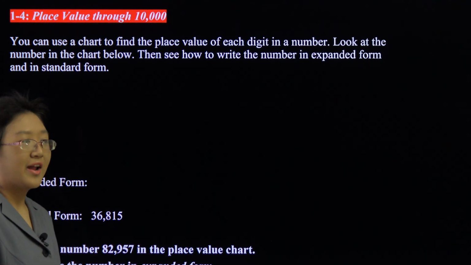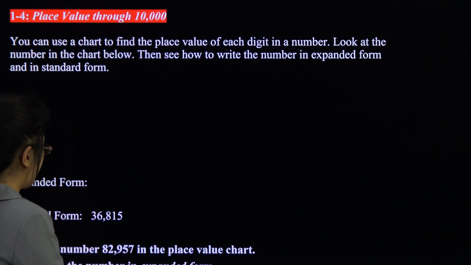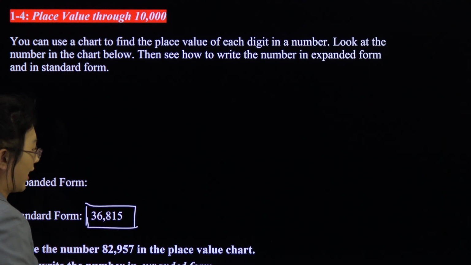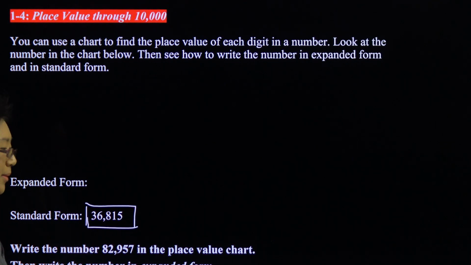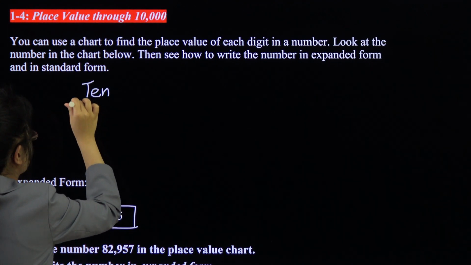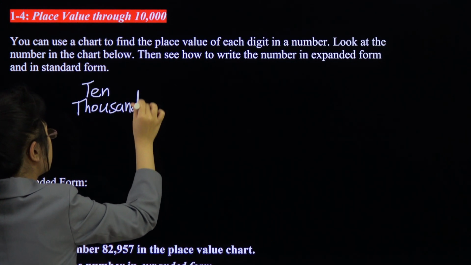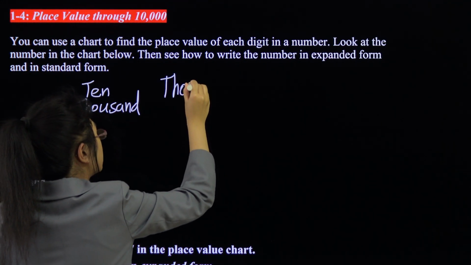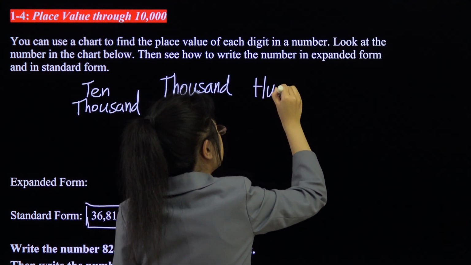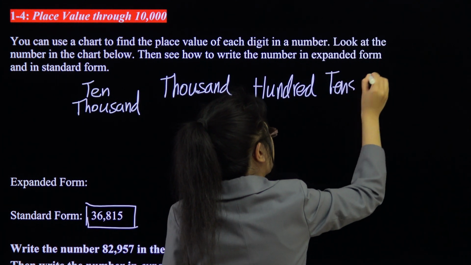You can use a chart to find the place value of each digit in a number. So, the number that we're given over here, we have the standard form, which is 36,815. Now I'm going to show you what the place value chart looks like for this. We have 10,000, 1,000, 100, tens, and ones.